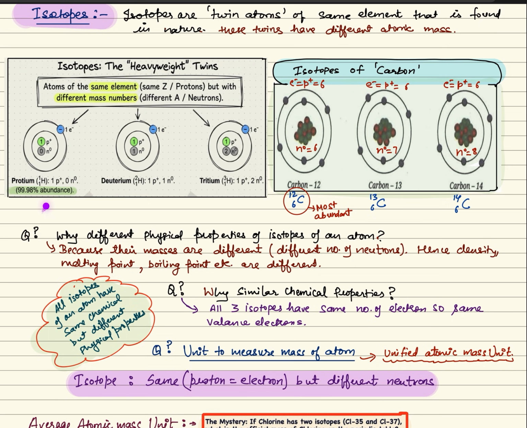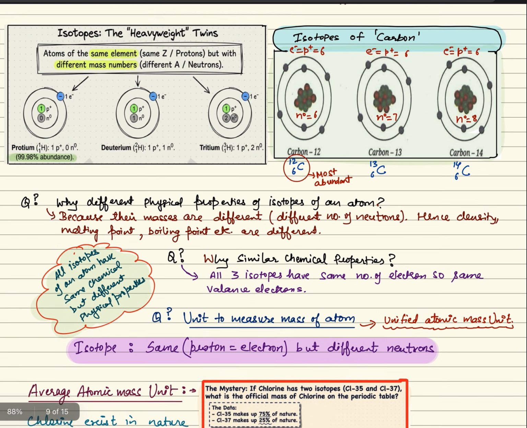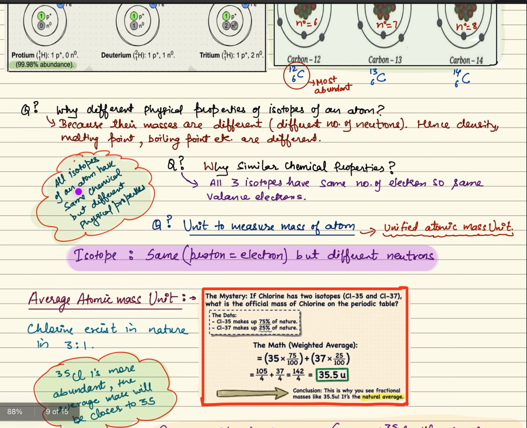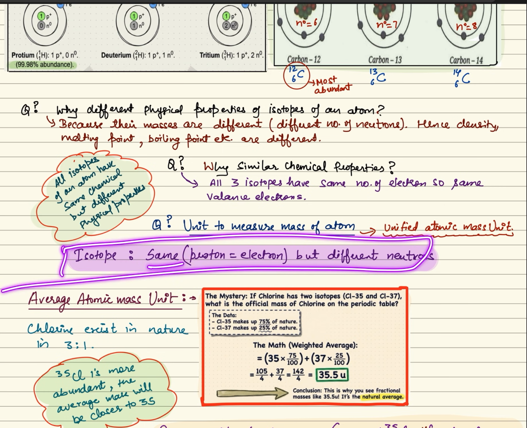Valence electrons are decided by the atomic number, and the atomic number is the same, only the atomic mass is different, no? So they have the same atomic number but different atomic mass. All isotopes of an atom have the same chemical but different physical properties, as I told you. Now, the unit of atomic mass: as weight, time, and distance are measured in kilogram, meter, second, similarly atomic mass is measured in unified atomic mass unit. So isotopes are nothing but same atomic number, meaning same protons and electrons, but different atomic mass, different neutrons.